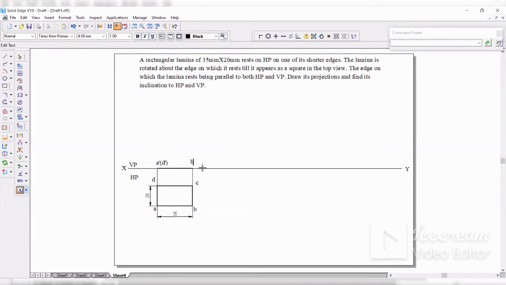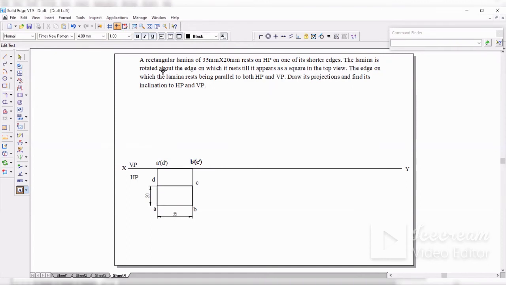Similarly, B dash, C dash. Okay. This is the first portion. Now, second portion. To do the second portion, I should understand the question.